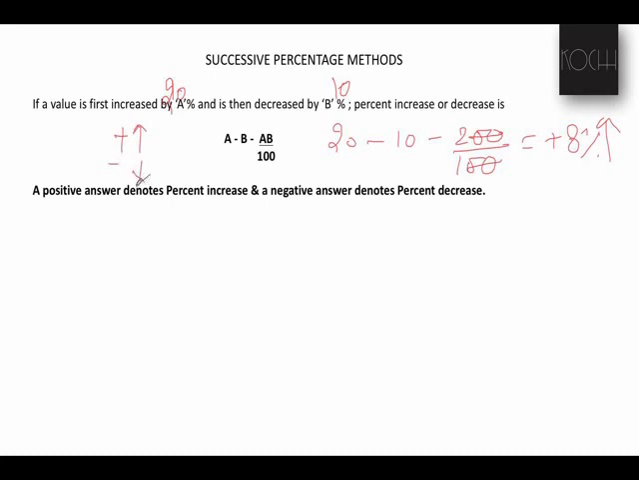Now we will also use the same formula when we have questions like a shopkeeper marks all his goods 20% above the cost price and gives a discount of 10%. Now what is the profit or loss percent? So cost price is first increased by 20% and is then decreased by 10%. So the net percent increase in cost price is 8%. This means we have a profit of 8%.